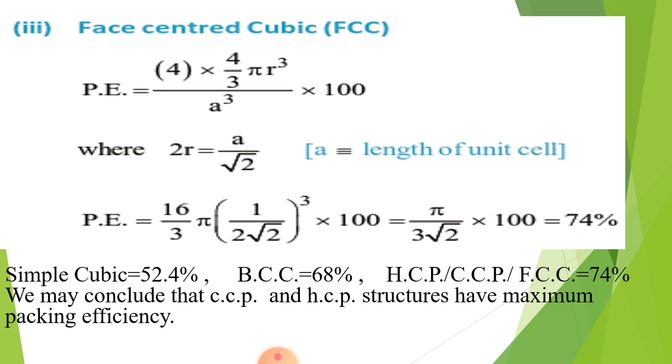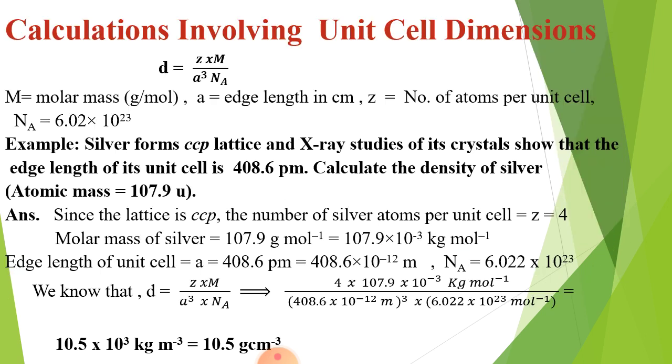Now you just have to learn this. SCC packing efficiency 52.4%, BCC 68%, HCP, CCP or FCC 74%. CCP and HCP structures have maximum packing efficiency, that is maximum stability. Now the last topic of this part, calculations involving unit cell dimensions.